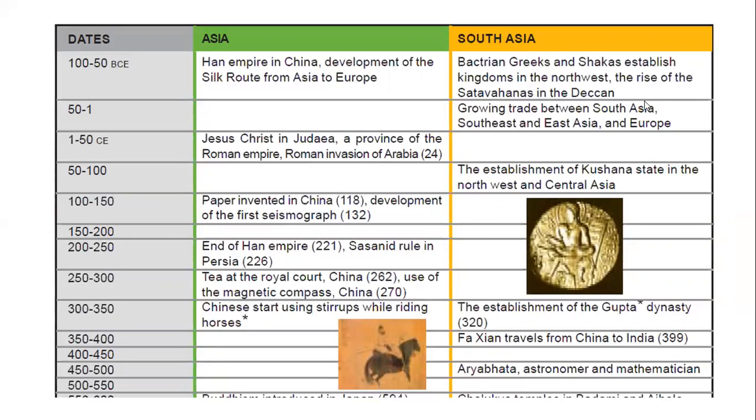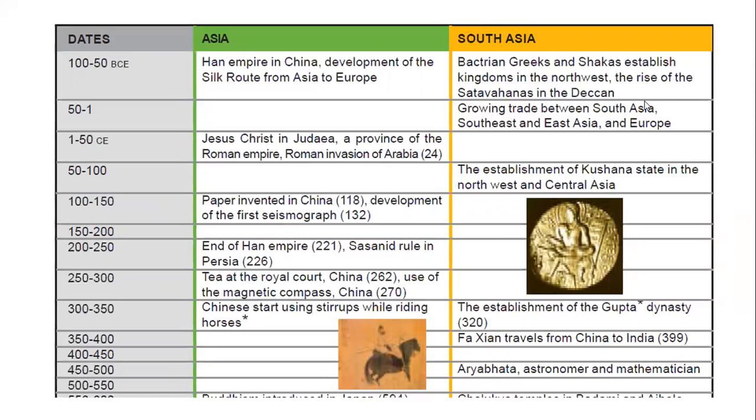The rise of Satavahanas in the Deccan. Then there is growing trade between South Asia, Southeast and East Asia, and Europe. 1 to 50 years of Common Era, first 50 years, Jesus Christ in Judea, a province of Roman Empire, and Roman invasion of Arabia. Next, in South Asia, we see the establishment of Kushan state in Northwest and Central Asia.